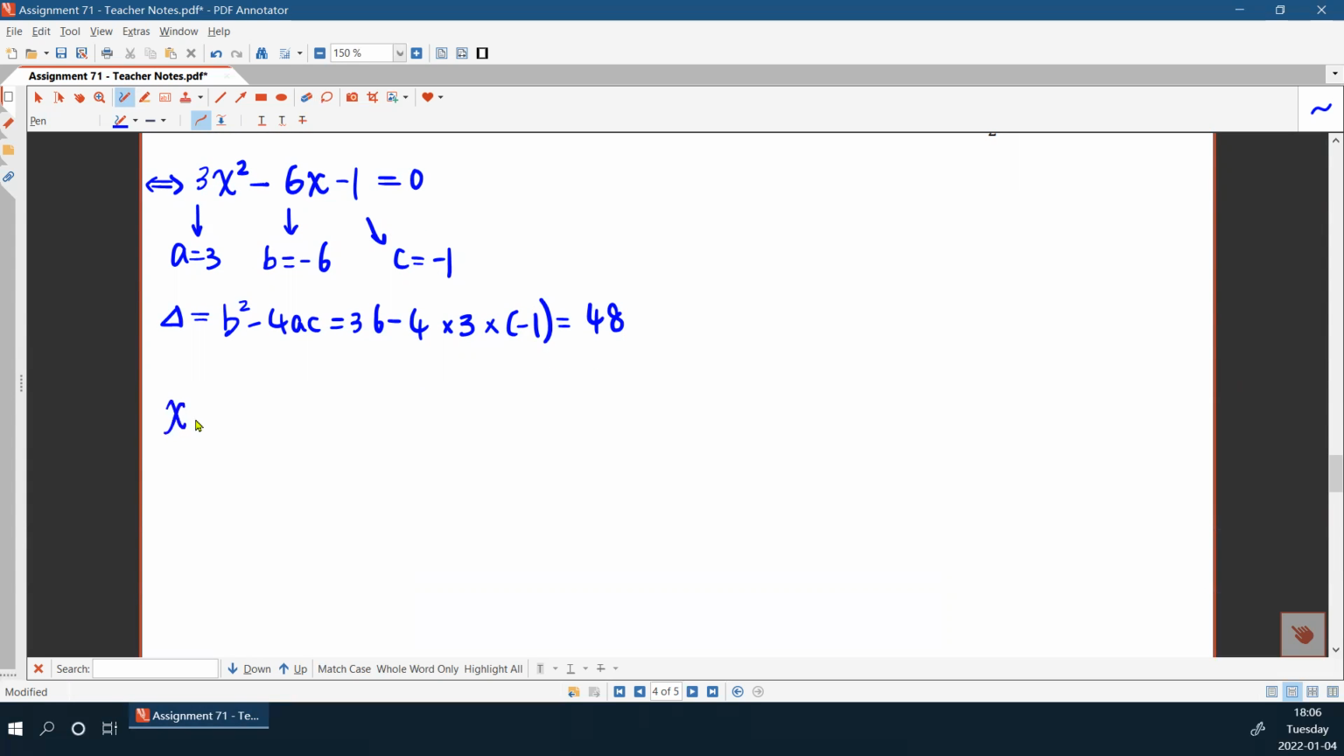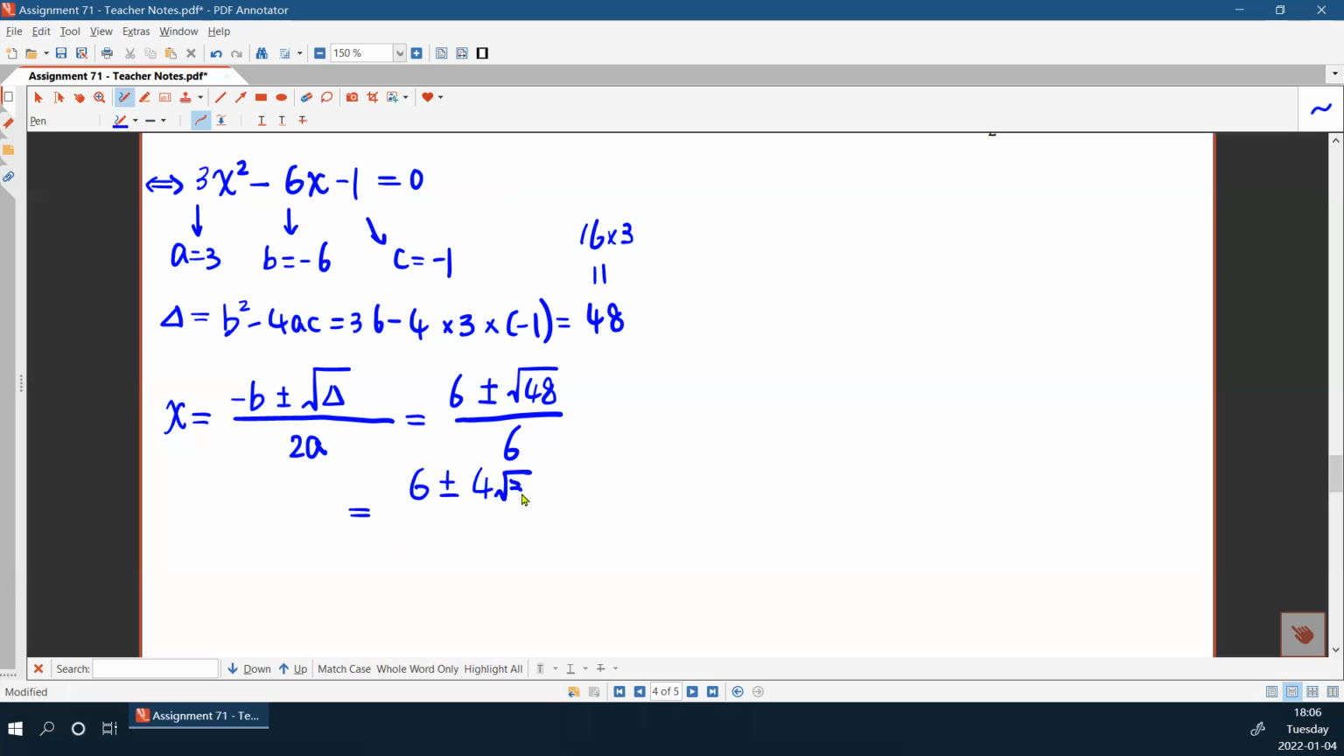The final solution x is given by the formula: 2a is the denominator and negative b plus or minus the square root of delta. Then we can put all the numbers in. 2a is 6, negative b is 6, and then positive or negative square root of 48, right? 48 is 16 times 3, so we can put some number outside the square root symbol. So this is 6, positive or negative 4 square root of 3, over 6.